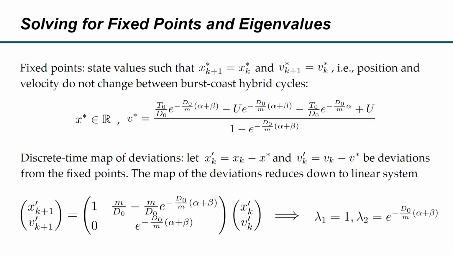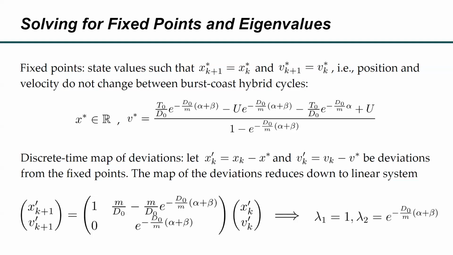Now with the discrete time map, I wanted to solve for the fixed points and understand the eigenvalues. Discrete time maps are a little different from continuous flows, as we are usually accustomed to. In order to solve for fixed points, we set the position and velocity at the beginning of one cycle to be the same as the position and velocity at the end of the same cycle. Then I obtained fixed points for position and velocity, x star and v star.